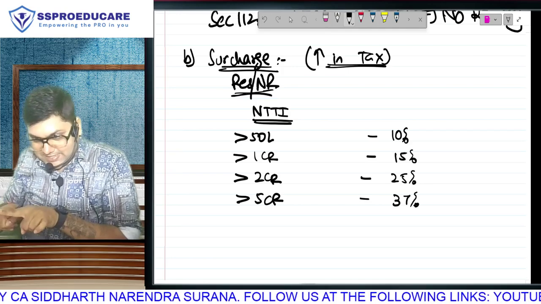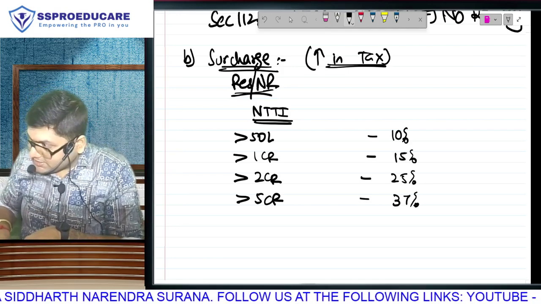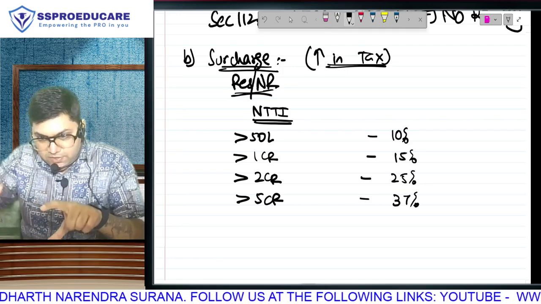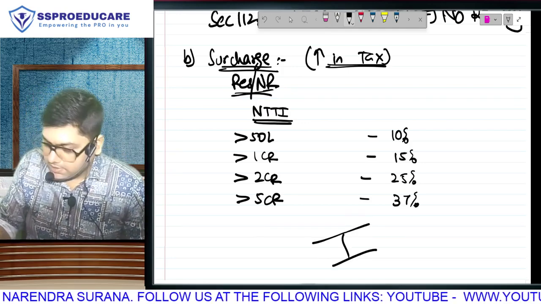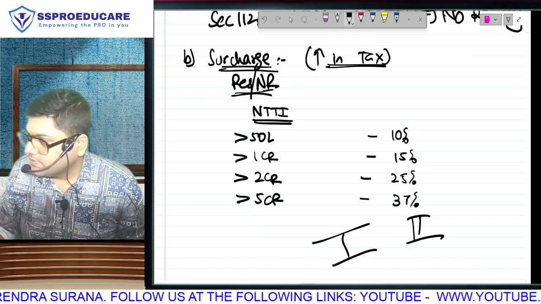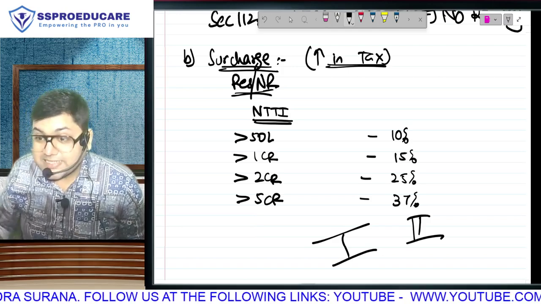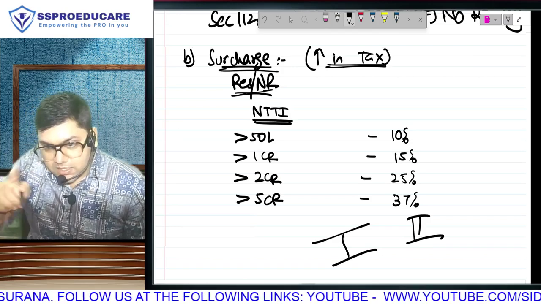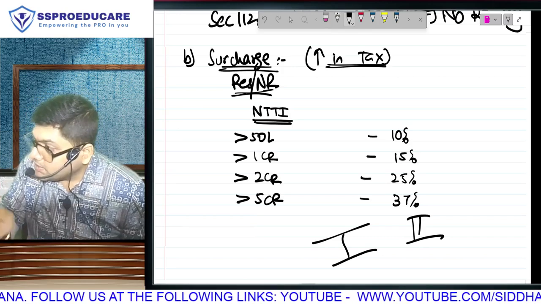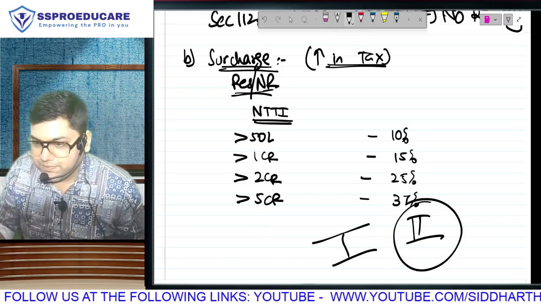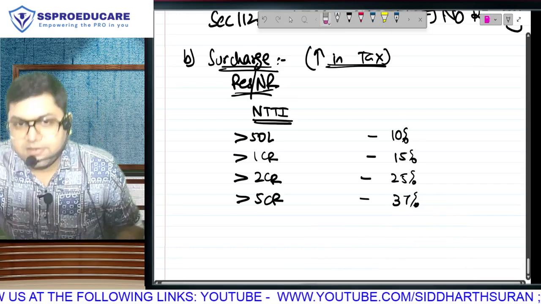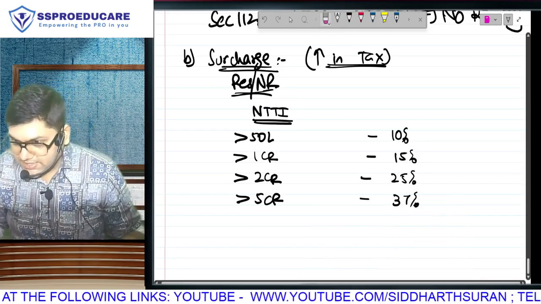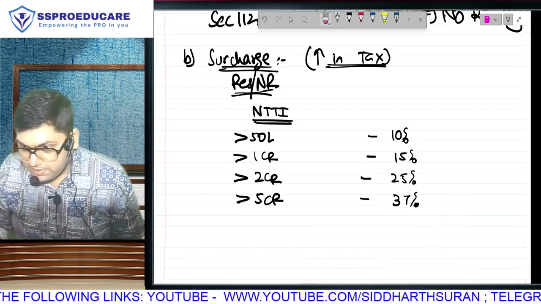For the other assessees, we have surcharge, but the rates are different. So as we go through it: first, old regime individual. Then second assessee, old regime HUF. Rebate not applicable. Surcharge applicable. So surcharge is applicable to all assessees, whether resident or non-resident, whether individual or other assessees.